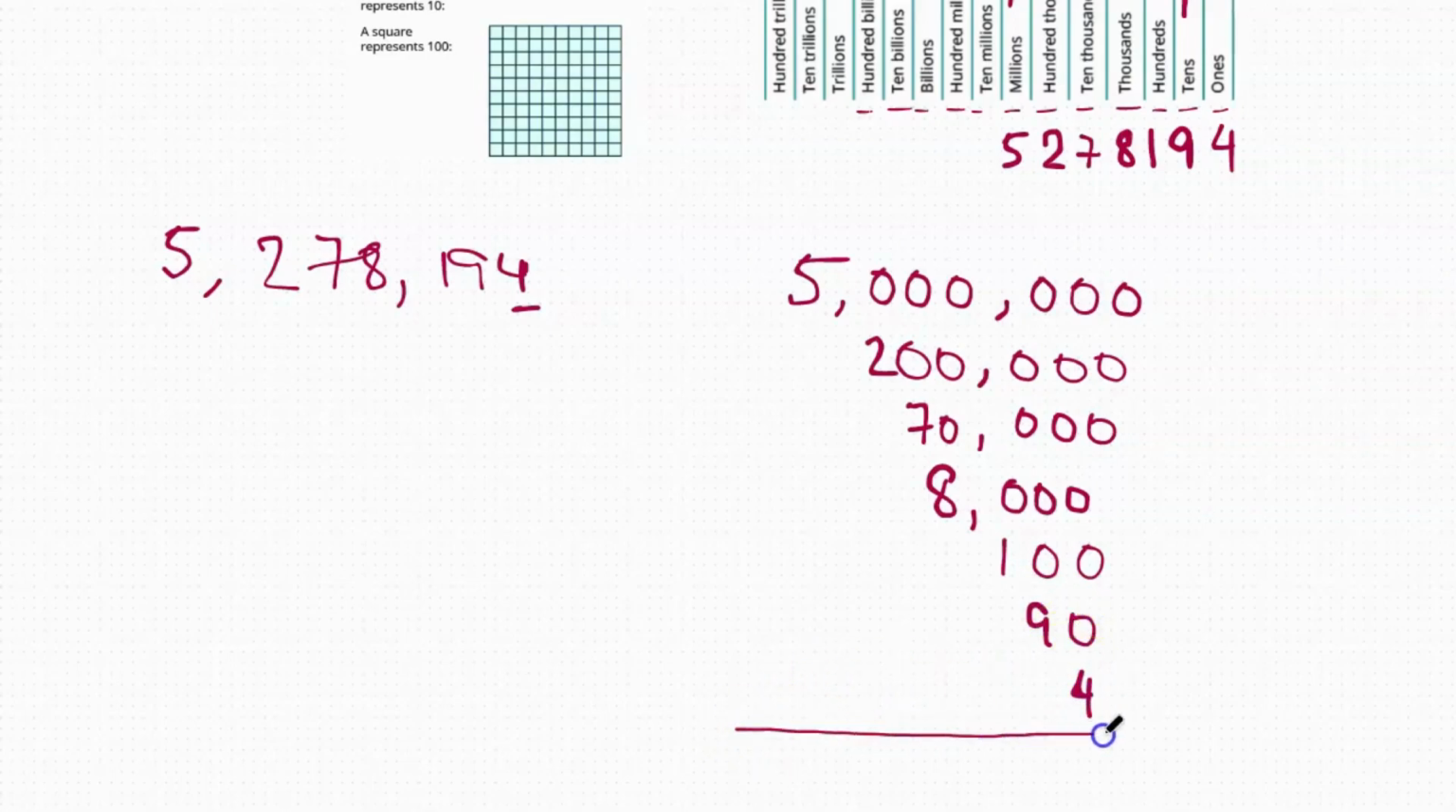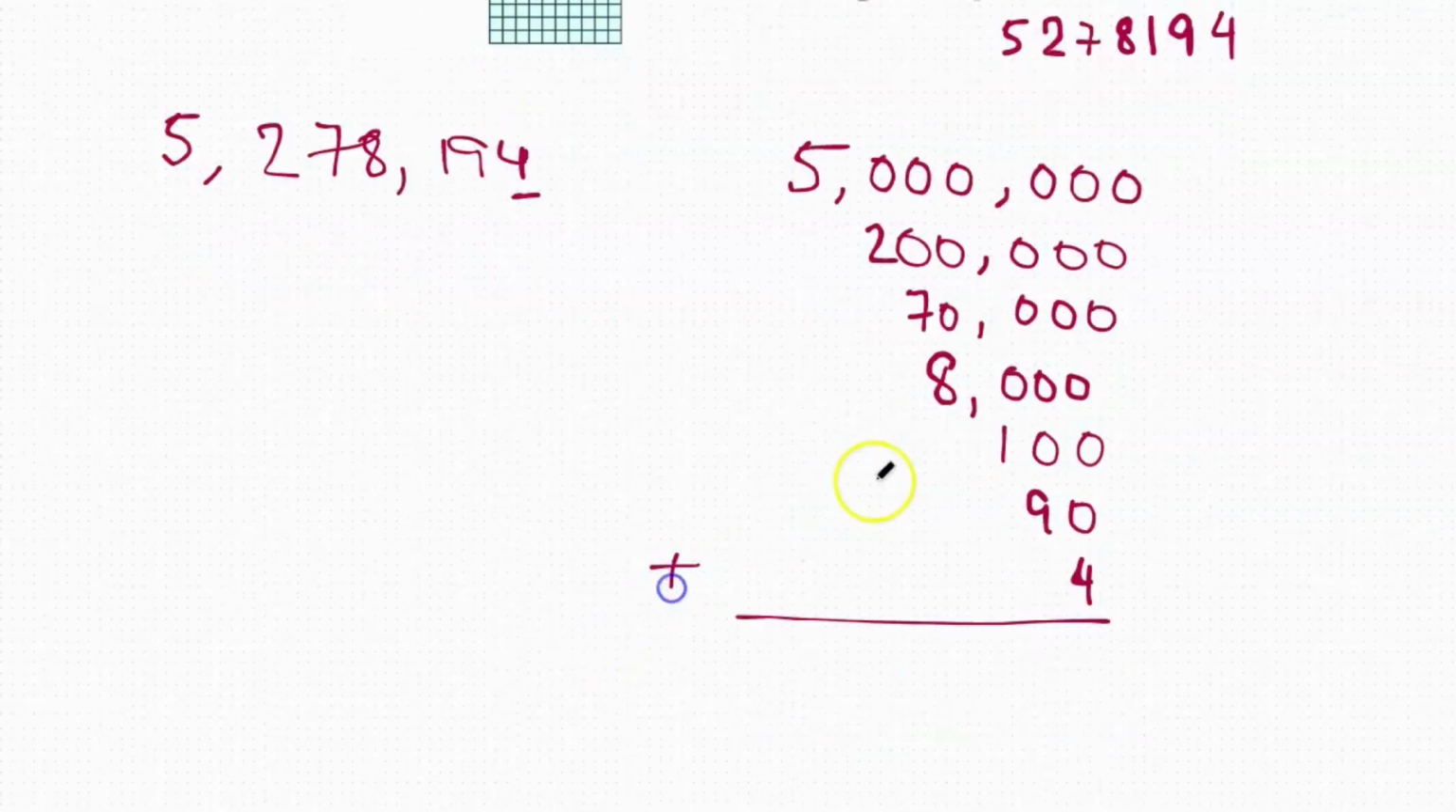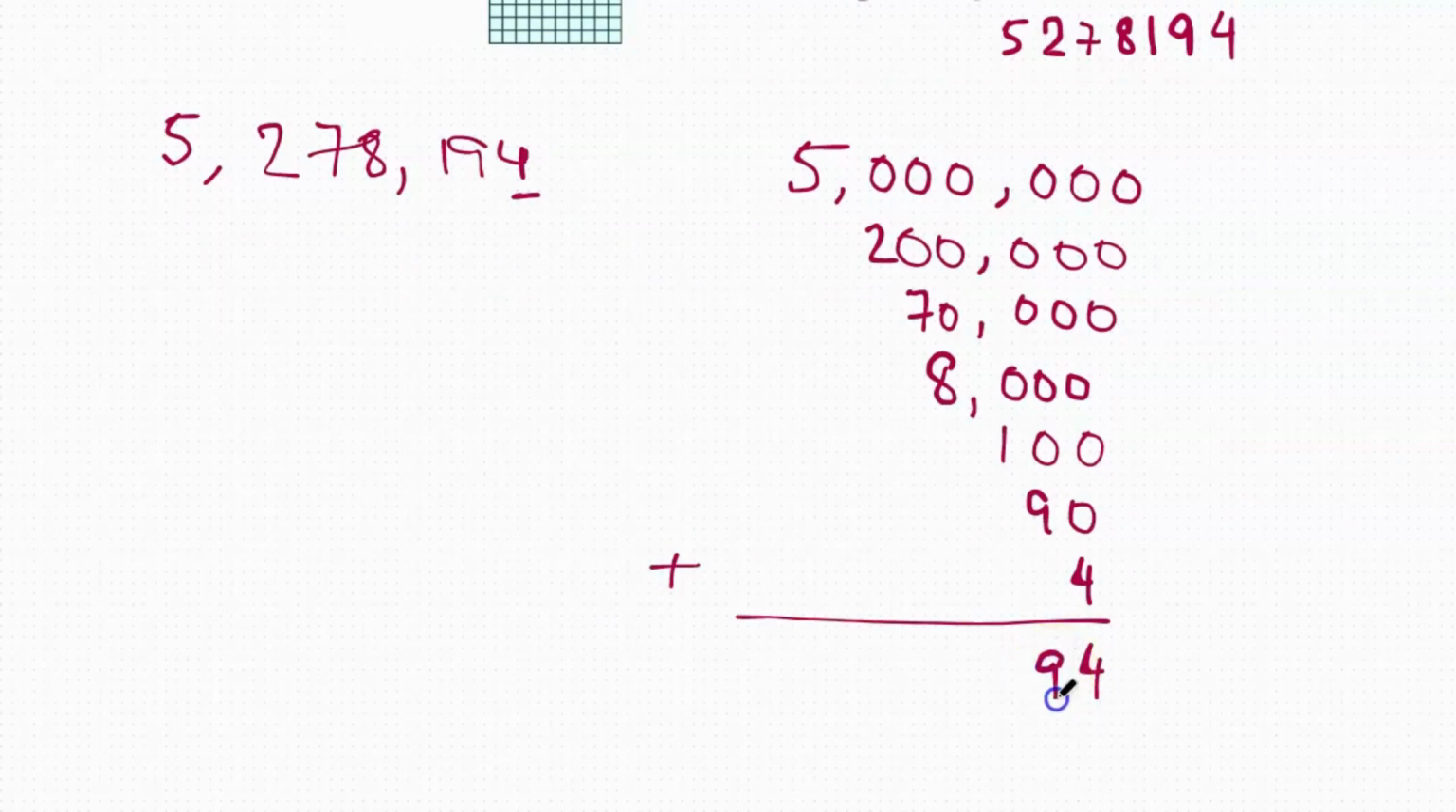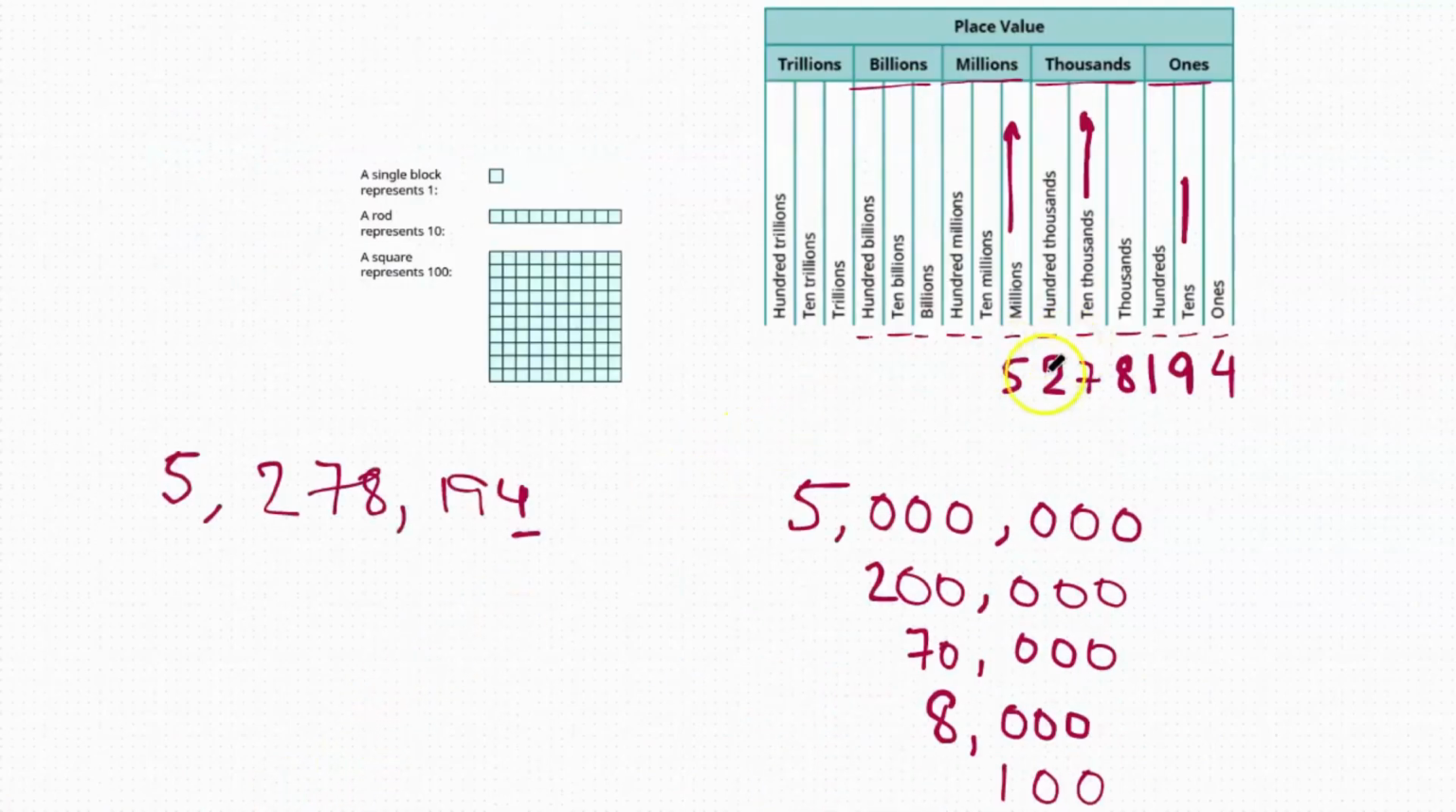Now if you add all of these up, we'll just get 5,278,194. And again we use the comma to separate the periods. This is how we identify the place value of a digit. We use this chart to place the numbers and then identify where each digit fits in the place value.